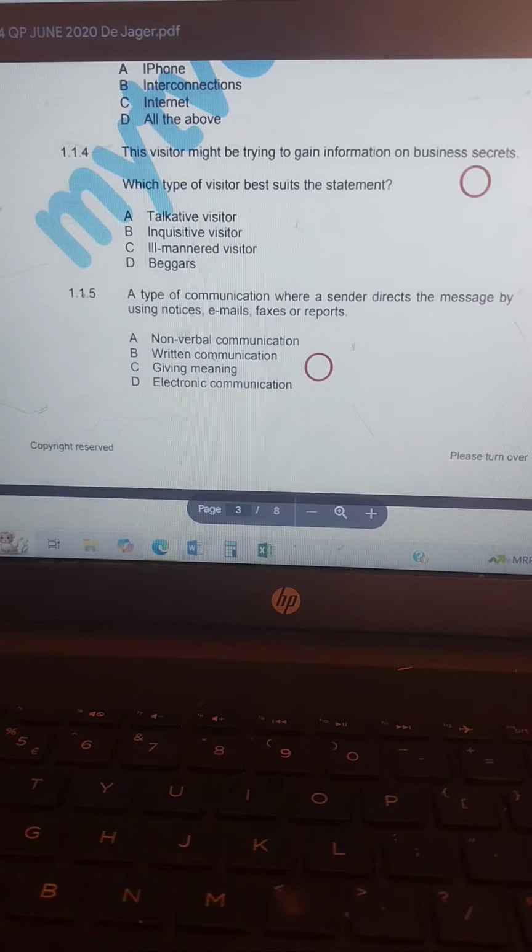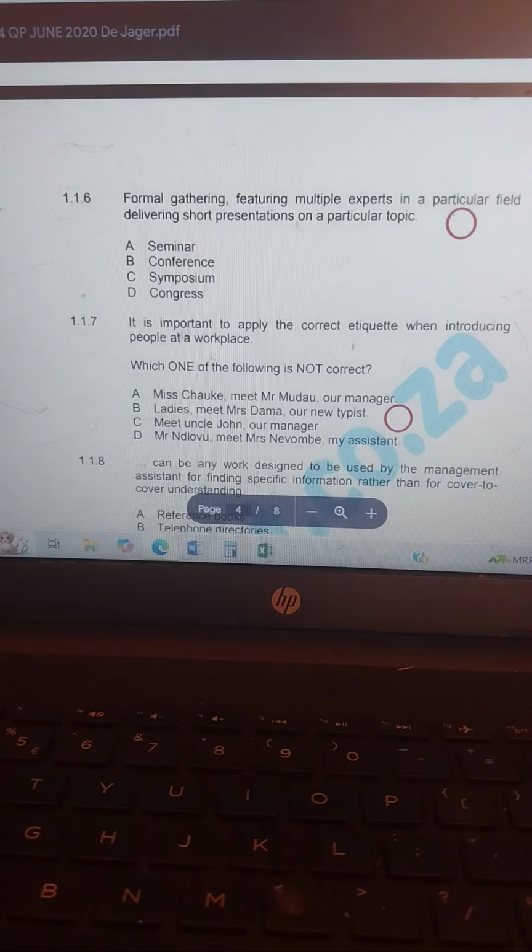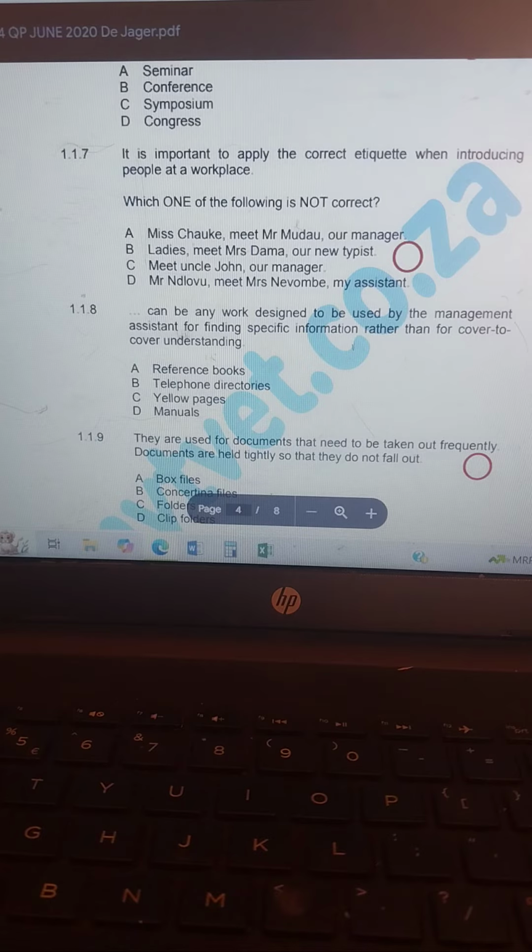Then number 5, a type of communication where a sender directs the message by using notices, emails, faxes, or reports. What is your answer there? Your answer there is B, written communication. Number 6, formal gathering featuring multiple experts in a particular field, delivering short presentations on a particular topic. Your answer is C, which is symposium, whatever it is, but it's C. Okay, please don't kill me.